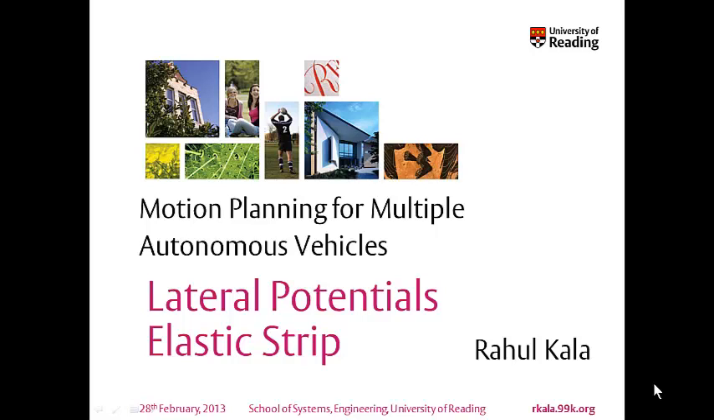Hello, in this presentation, I'll be solving the problem of motion planning for multiple autonomous vehicles using a modified form of the general artificial potential field method, and later on we'll extend the solution framework to an algorithm known as elastic strip. The introduction to the problem in general is a separate video. The link should be somewhere in the video description.